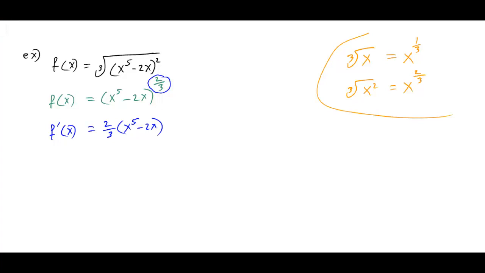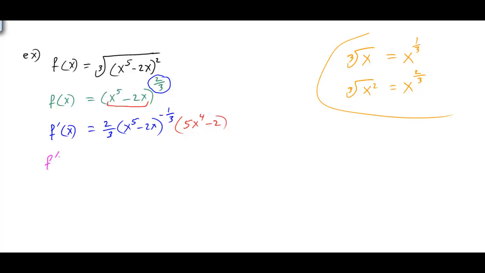Negative 1/3. Okay, now don't stop there. Remember, that was the outside, so now we have to multiply by the inside function, and the inside function is x to the 5th minus 2x, so that would simply be 5x to the 4th minus 2.